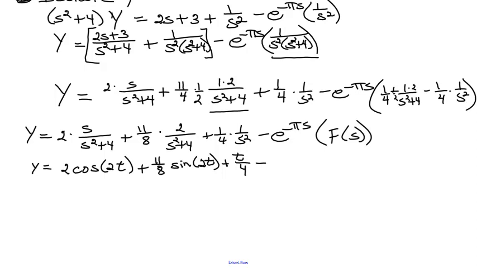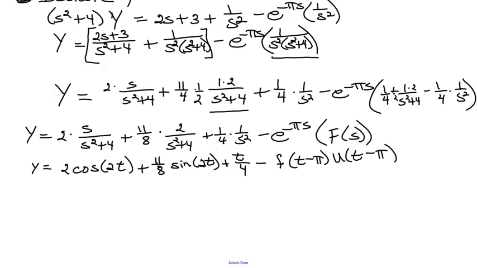And then using the very last rule, the inverse Laplace of an exponential times a function of s is going to be little f of t minus pi times u of t minus pi. Very similar to how we did the inverse Laplace earlier.